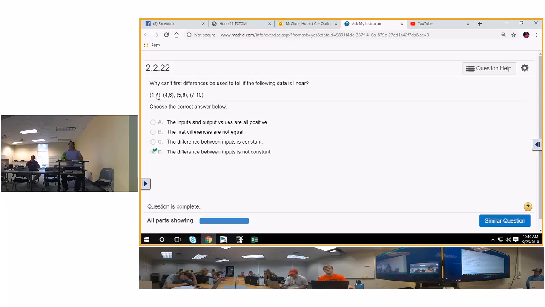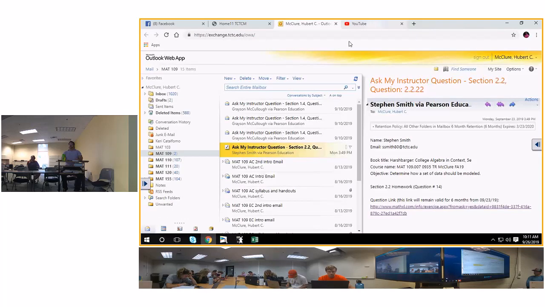Now, what about 4, 6, 8, and 10? That has a pattern, but the X's have no pattern. Both the X and the Y have to have some kind of pattern. Period. Okay. So I'm going to delete those, and we're going to move on to new material.